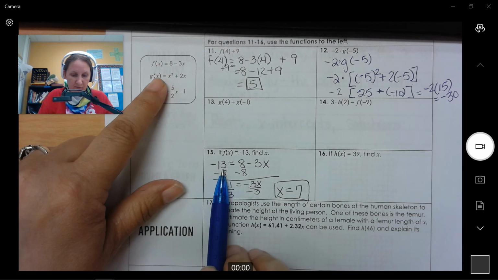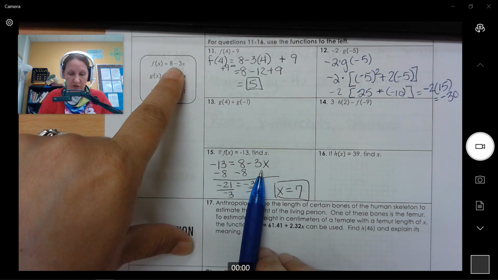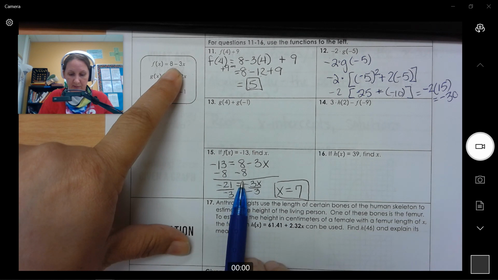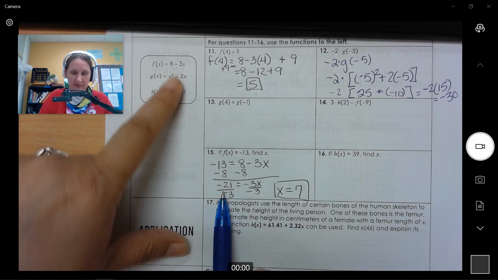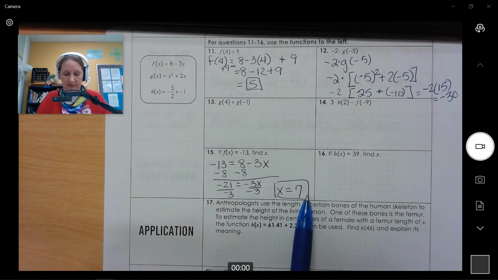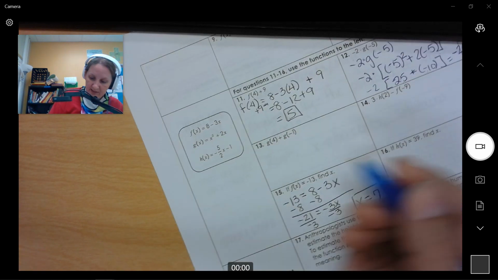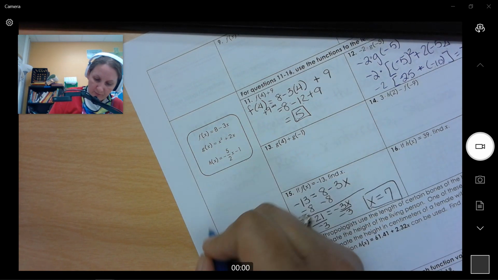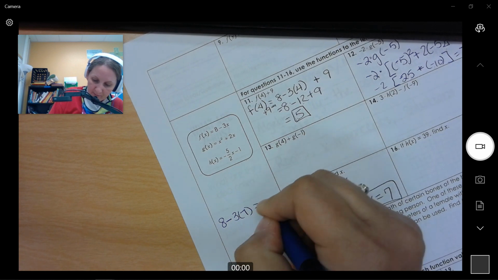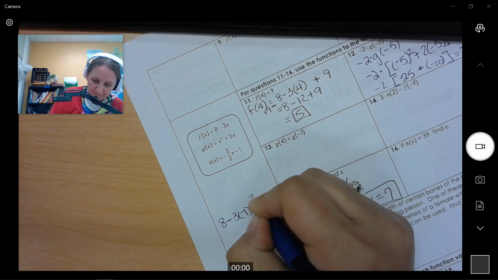So we have to take negative 13 and equal it to the equation and then solve for x. The opposite of plus is minus, so we do minus 8 from both sides, getting us negative 21. Then we divide by negative 3, and that gives us x is 7. We can check that by seeing if we put 7 into the equation, 8 minus 3 times 7, do we end up with negative 13 as an answer?